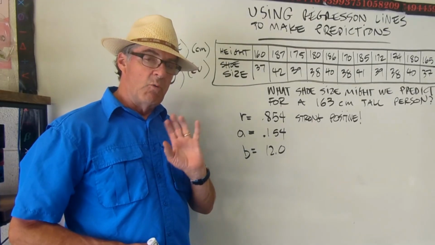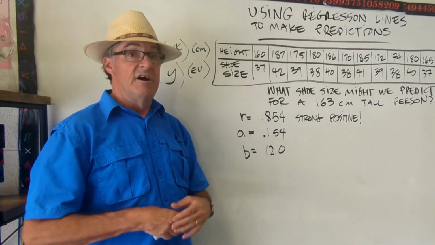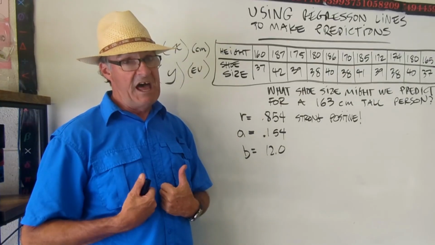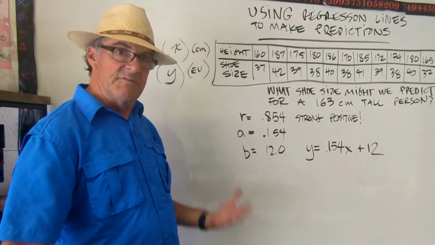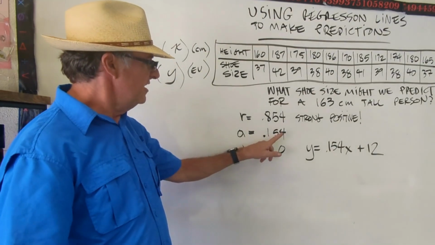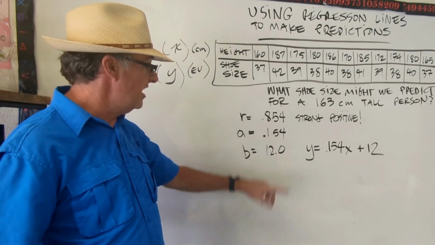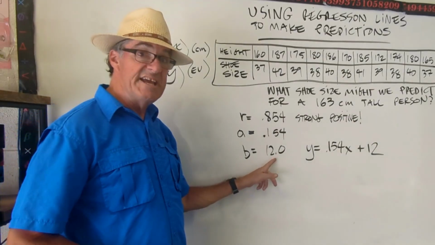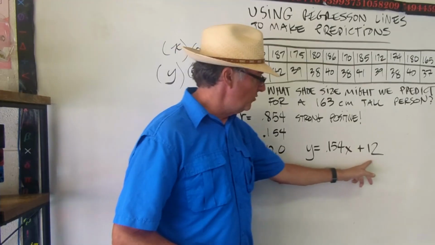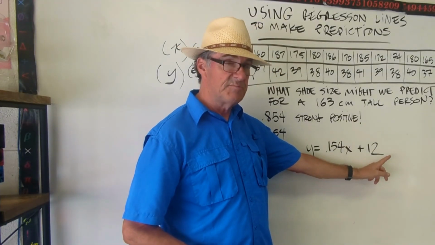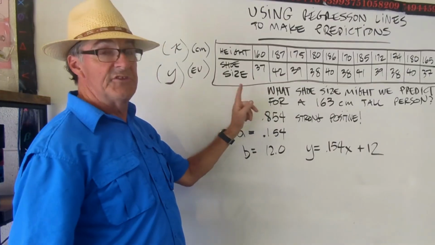So now I want you to use this information to write the equation of the best fit line. So pause the video, do that, and come right back. All right, pretty straightforward. The A value, that's our multiplier on X. That's the slope of our regression line. And the B value is the Y-intercept, or the value when X is 0. So here's my equation, 0.54X plus 12.